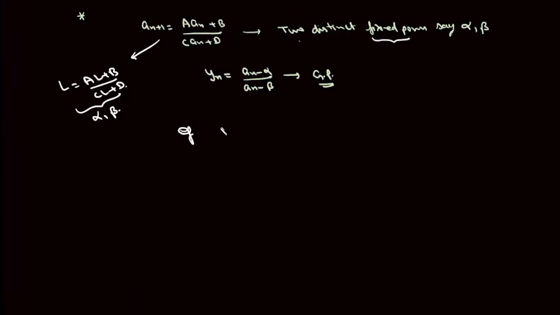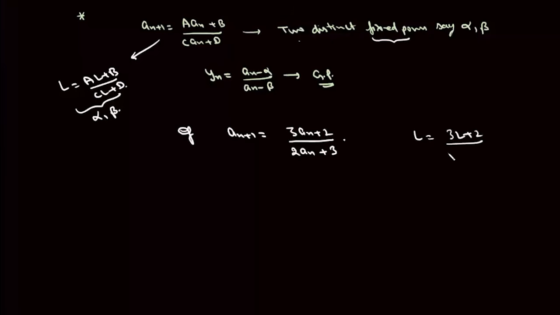Say, for example, a_{n+1} = (3a_n + 2) / (2a_n + 3). First we will find the fixed points. So this is L = (3L + 2) / (2L + 3). It will become 2L^2 = 2, or L is plus or minus 1. So we have two fixed points. Now we'll substitute y_n as a_n minus alpha, so it will be (a_n + 1) / (a_n - 1). We could take (a_n - 1) / (a_n + 1) also.